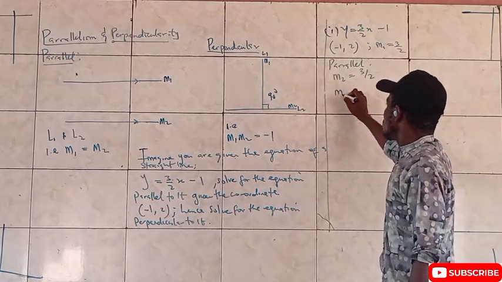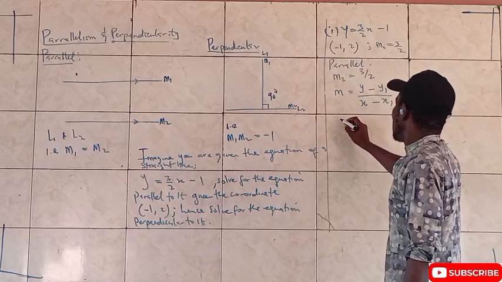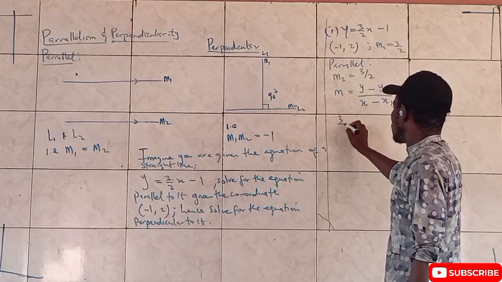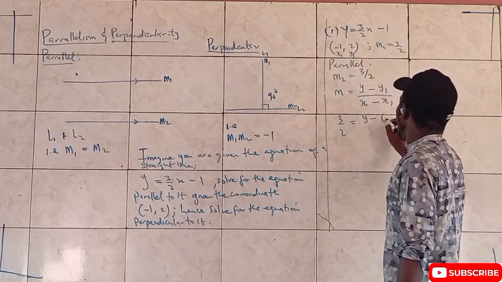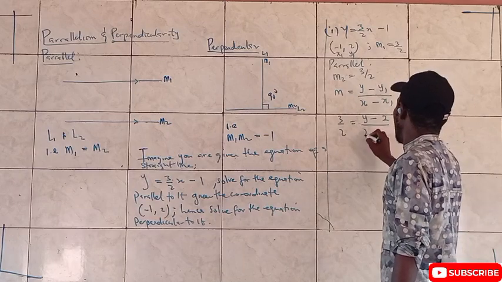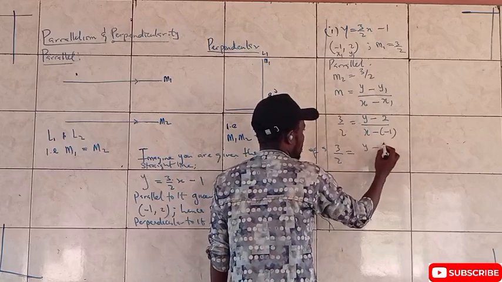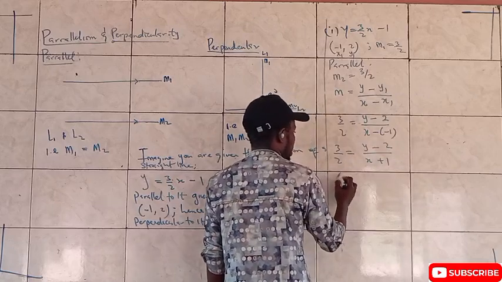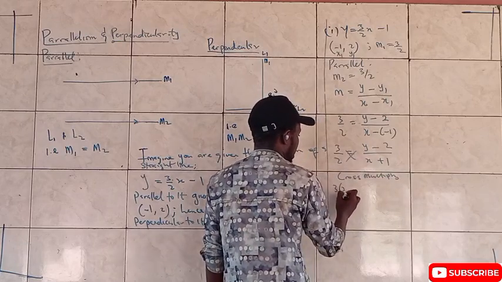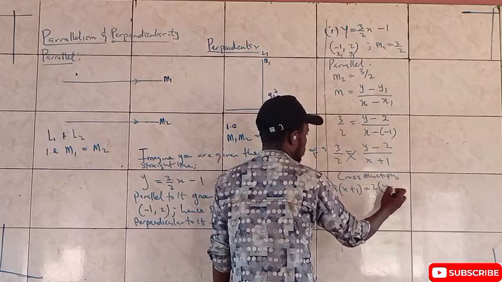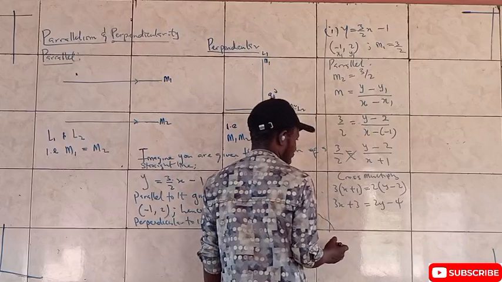That being said, I'll now say slope is equal to y minus y1 over x minus what? x1. So what's my slope? 3 over 2 equals y minus y1 over x minus x1, which is y minus 2 over x plus 1. So what do I do? I cross multiply. When I do that, I will have 3 in brackets x plus 1 equals 2 brackets y minus 2. Expand: 3x plus 3 equals 2y minus 4. Does that make sense to you?